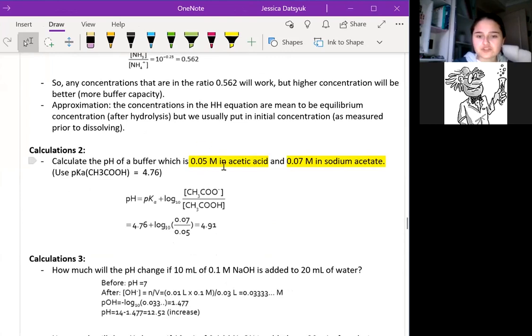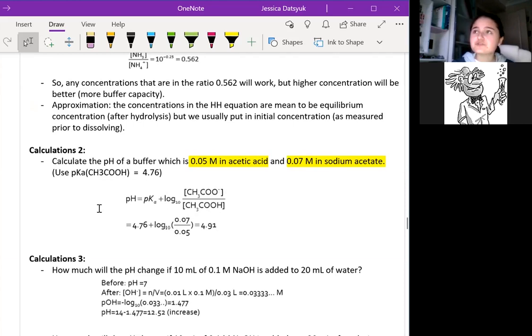You've got a concentration right here, 0.05 moles of acetic acid, CH3COOH. And then we're told that you also have sodium acetate. And sodium acetate will give you your product, which is CH3COO minus. So this is the equation.